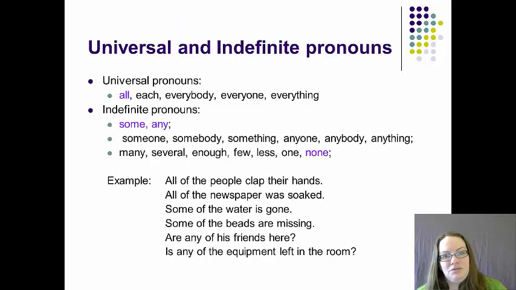Another thing that we need to make sure we understand just very shortly is about universal and indefinite pronouns. Okay, this is a pretty easy explanation because we've seen it when we've looked at nouns and pronouns already. Okay, universal pronouns are like all, each, everybody, everyone, everything. Indefinite pronouns are some, any, someone, somebody, anyone, anybody, anything, many, several, enough, few, less, one, none. None actually means not one, and so when you're trying to figure out subject-verb agreement, think of none as not one. So here are some examples where we would use these.